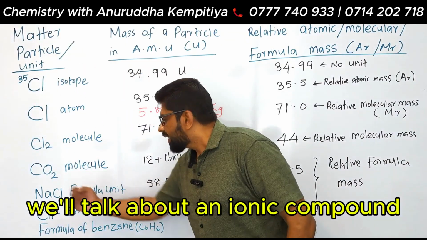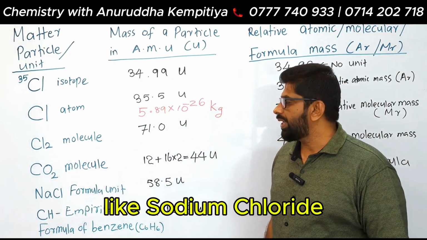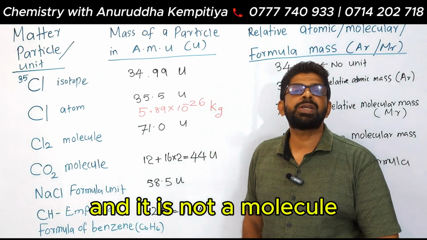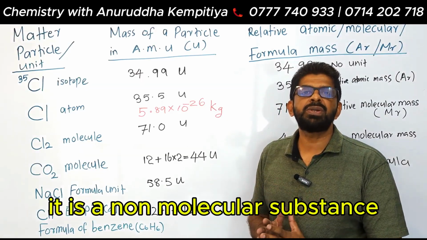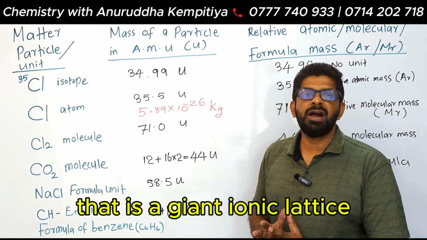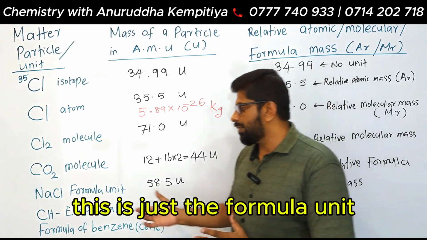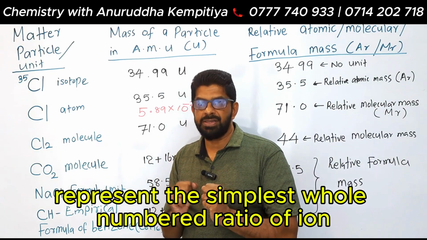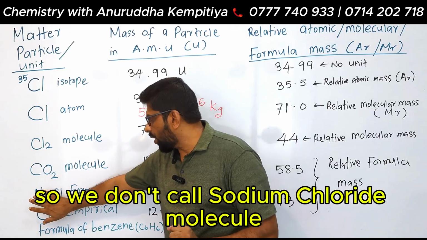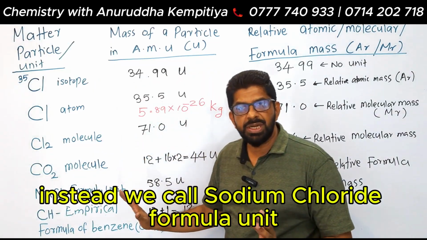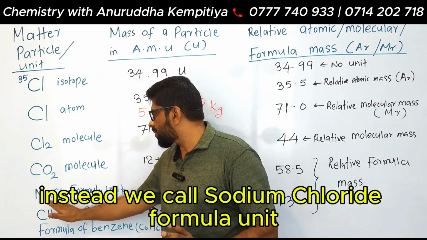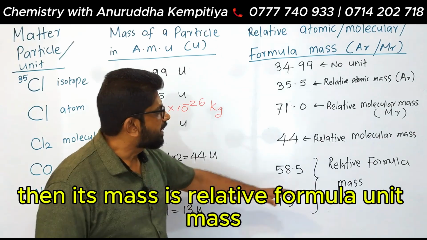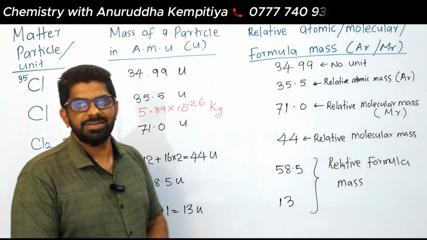Now we will talk about an ionic compound like sodium chloride. Sodium chloride is an ionic compound and it is not a molecule. It is a non-molecular substance, a giant ionic lattice. This is just the formula unit, which represents the simplest whole-number ratio of ions. So we don't call sodium chloride a molecule. Instead we call sodium chloride a formula unit. Then its mass is the relative formula mass.